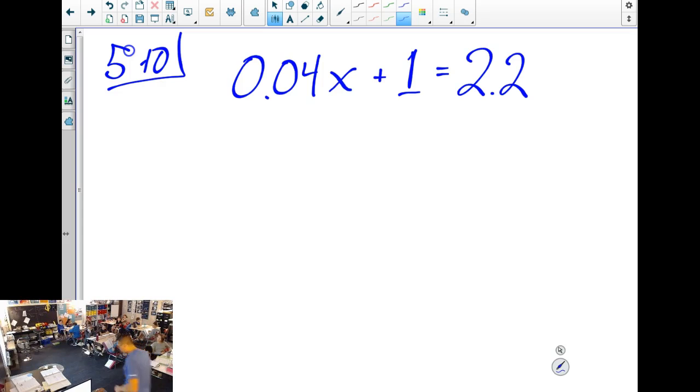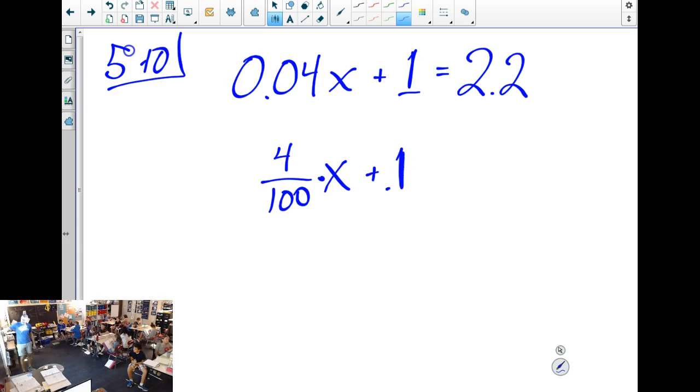But if I think about it, it's 4/100. Right? Now, you don't have to write this method, but it might be real helpful here in a minute. So it's 4/100 times the x, plus the 1 equals 2 and 2/10. Or really, I could make this 22/10 if I want to make it improper. But like you said, Hannah's a hater.